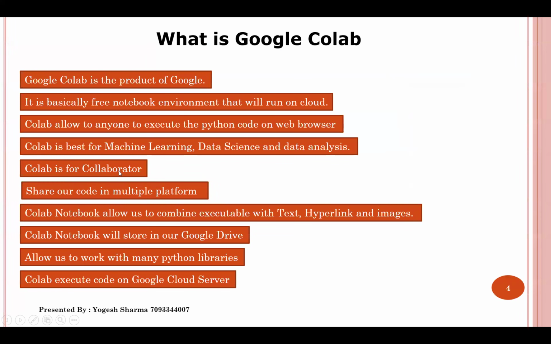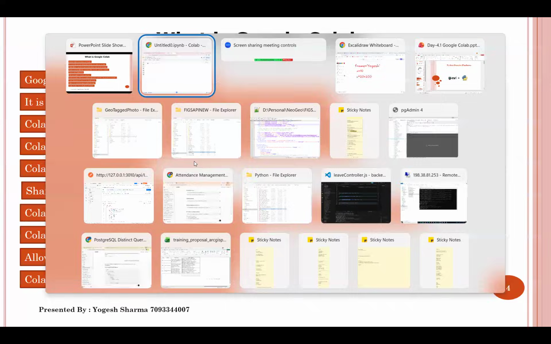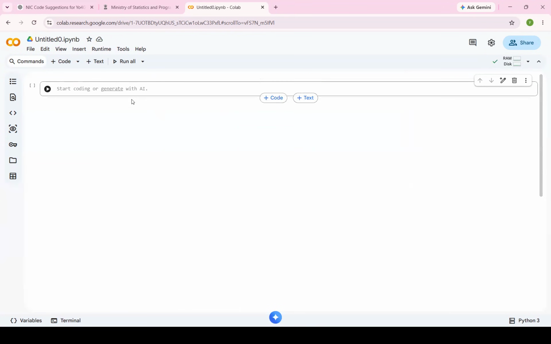Google Colab is for collaborators. What is the meaning of this? The reason I am always trying to start my sessions with Google Colab is this. This is the document name which Google gives by default. Now here I will change the name. I will write the name June 2026. Okay, I have changed the name to June 2026.